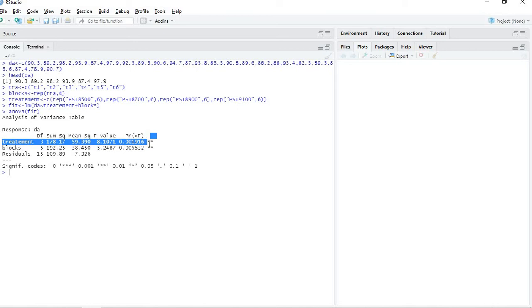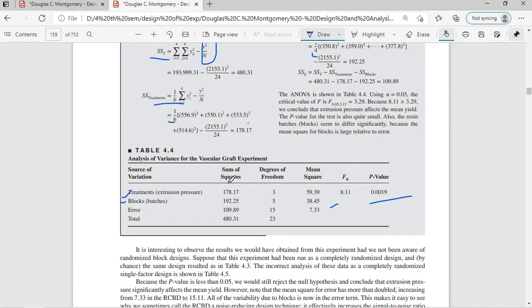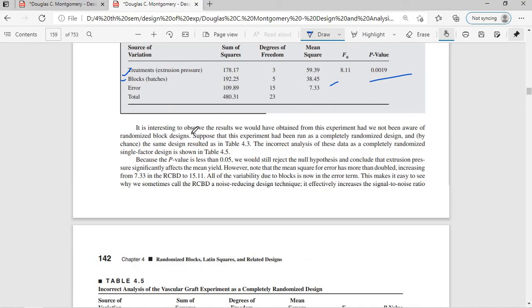When this happens, we can go for pairwise analysis too, but doing pairwise analysis manually is very difficult. You can go for JMP or Minitab. It is very easy to calculate pairwise mean analysis there. It is also given in the textbook. See, it is interesting to observe the results we could have obtained from the experiment if we were not aware of randomized blocks. We can suppose the experiment was run as a completely randomized design.